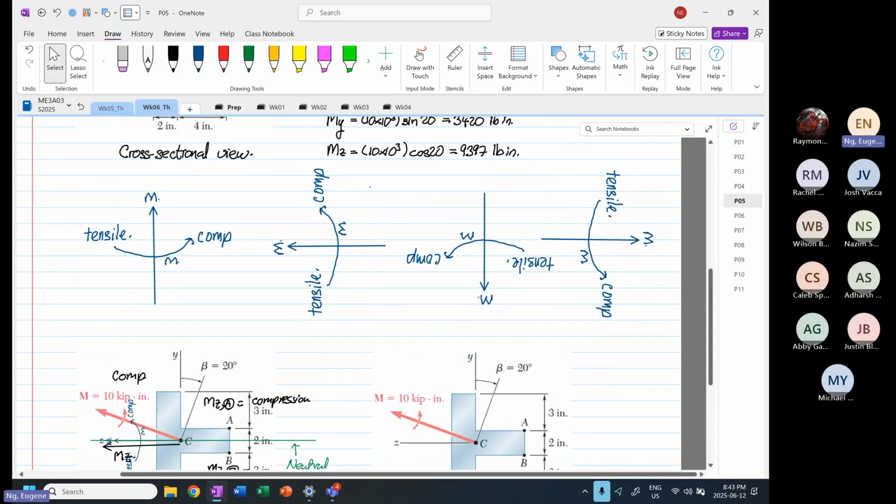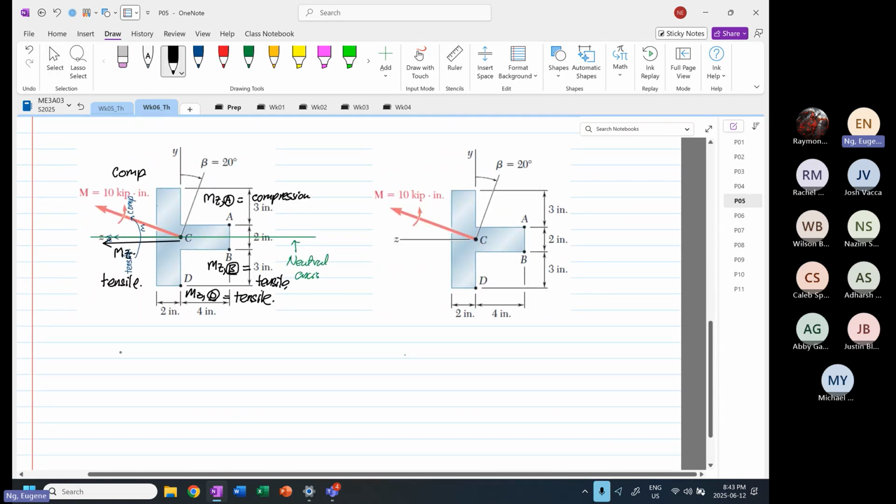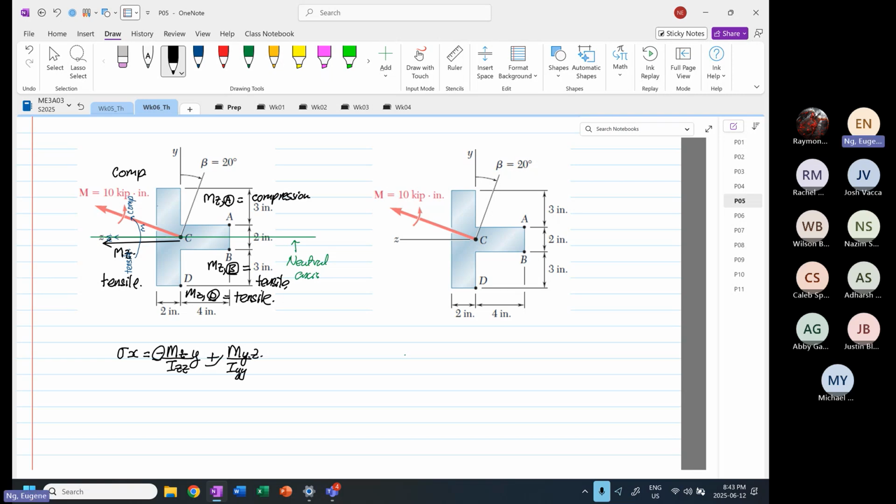Okay, I'll write the general form of the formula. The general form of the formula states that stress in the x direction is equal to minus mz over Izz multiplied by y plus my over Iyy multiplied by z. You don't need to know whether it's plus or minus now if you cannot remember. Just focus on the what? Moment vector. If you focus on the moment vector, you're good to go.